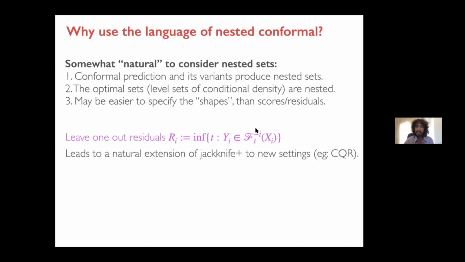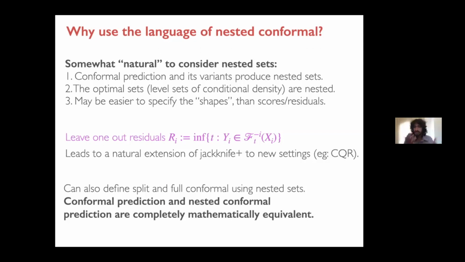And so you can combine the two ideas of leaving one out to gain some kind of sample efficiency, and using quantile regression, which is the really right thing you should do. You shouldn't be looking at mean regression, you should look at quantile. So you can combine those ideas now quite seamlessly. And of course, you can define split and full conformal using the language of nested sets. But mathematically, they're completely equivalent. The usual conformal prediction that I had first described and this notion of nested conformal prediction using nested sets, they're completely mathematically equivalent.